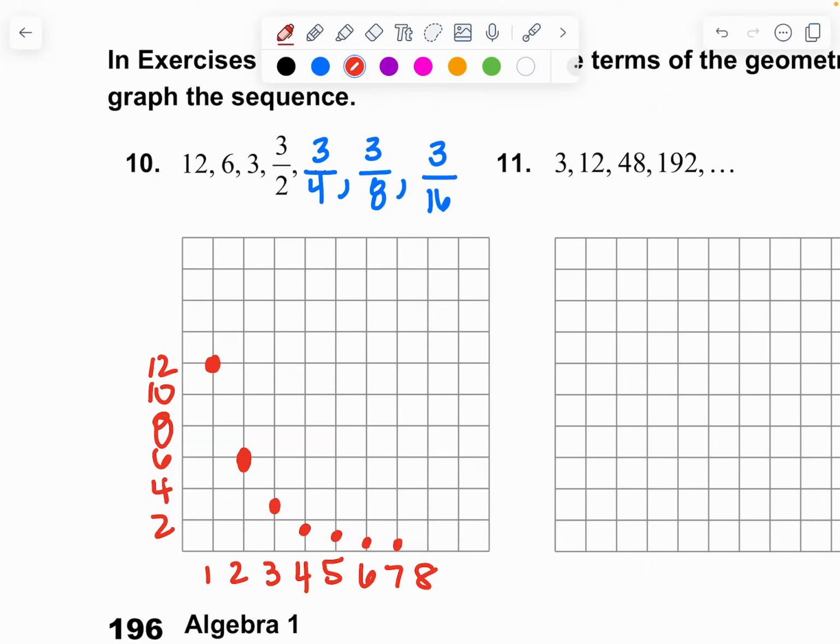If we graph this one right here, where our common ratio is 4, it would look like exponential growth. What would an arithmetic sequence look like? Linear. Yes, Ellery.